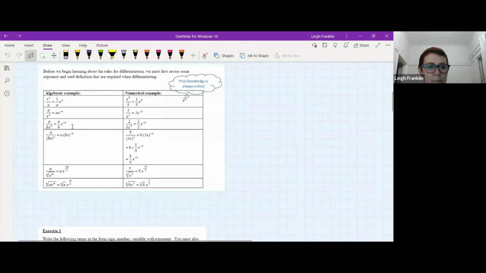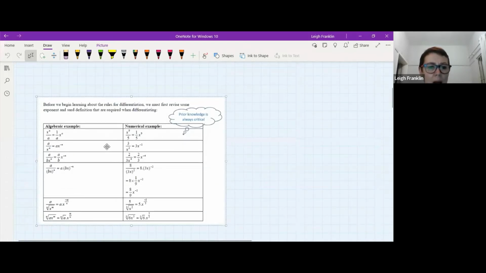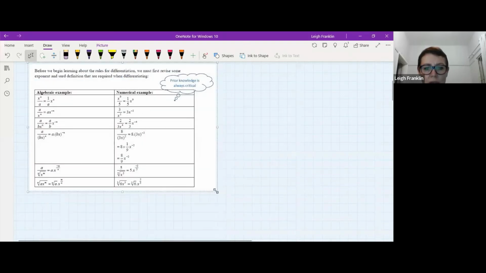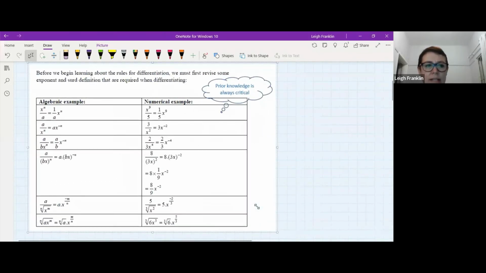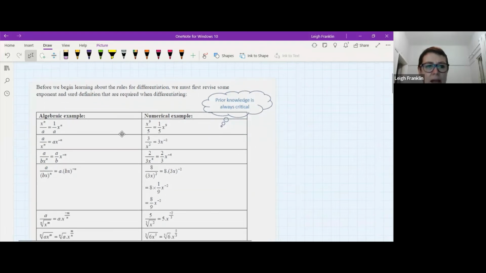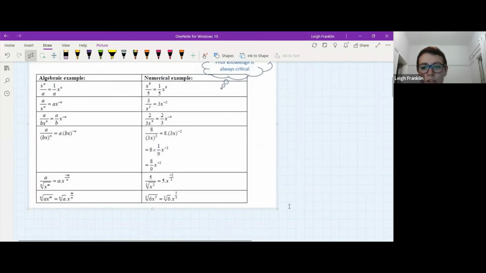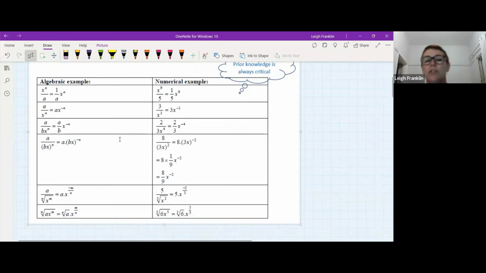All right, so now I want to spend a little bit of time talking to you about exponents and surds before we jump into the basics of differentiation using the rules. The reason for this becomes apparent when we learn how to apply the power rule. So whatever they give you, you need to be able to write it in a certain way, and the way that you need to be able to write it is like this.